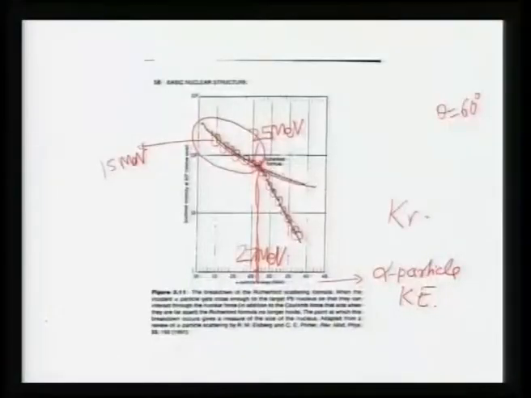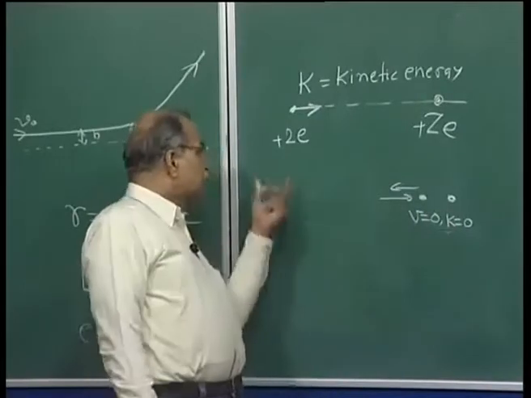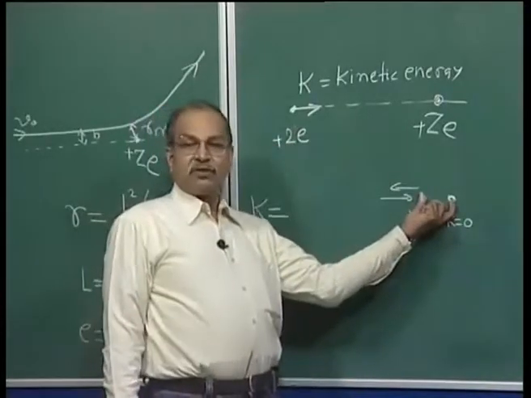Okay. So, this particular figure has been taken from the book of Krane, Nuclear Physics, adopted from a review of alpha particle scattering by Igo and Porter, Reviews of Modern Physics, volume 33, page 190, year 1961. Then the kinetic energy becomes 0, and all this original kinetic energy is now potential energy.